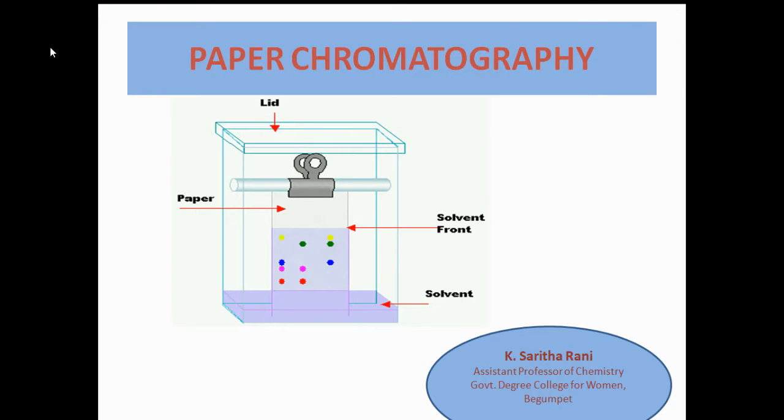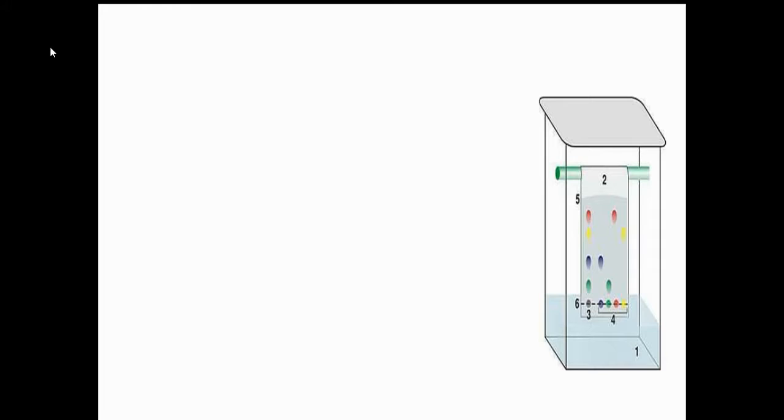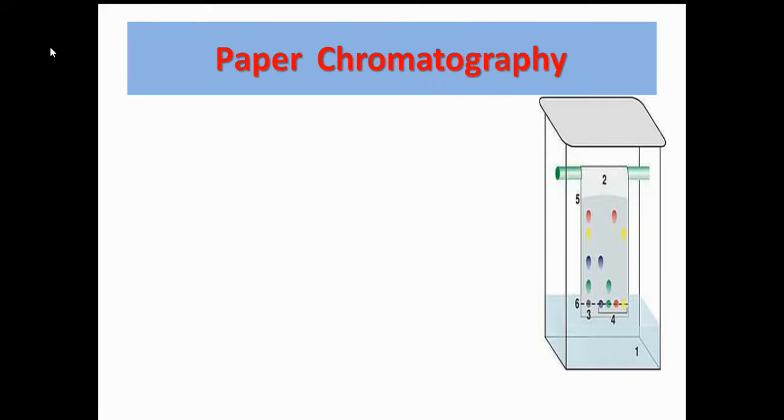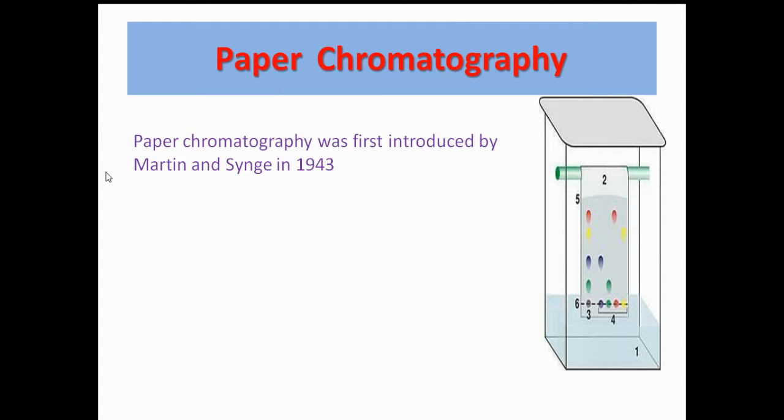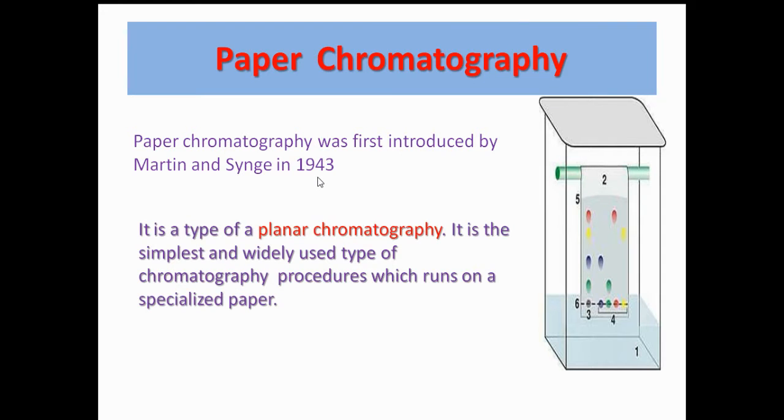Hello everyone. Today let us discuss paper chromatography. Paper chromatography is one of the chromatography techniques that we can use for the separation of the components from a given mixture. Paper chromatography was first introduced by Martin and Synge in the year 1943. It is a type of planar chromatography.